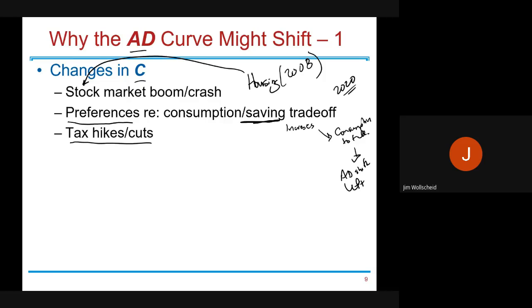It works for everyone. Everyone, if they have more money to spend, they're going to spend it. If you increase their taxes, they're going to spend less money. There's not an income to that. It's everyone.